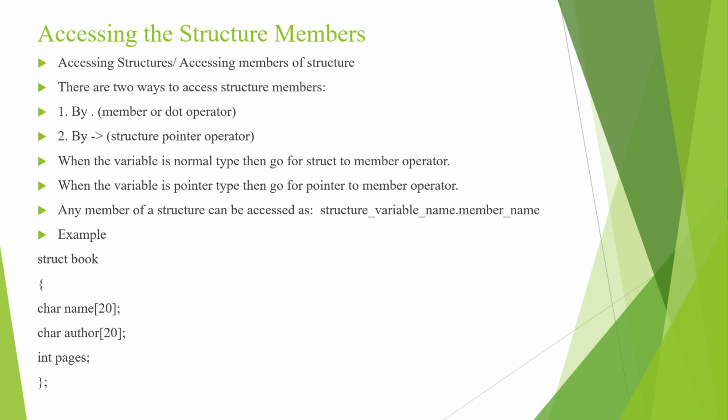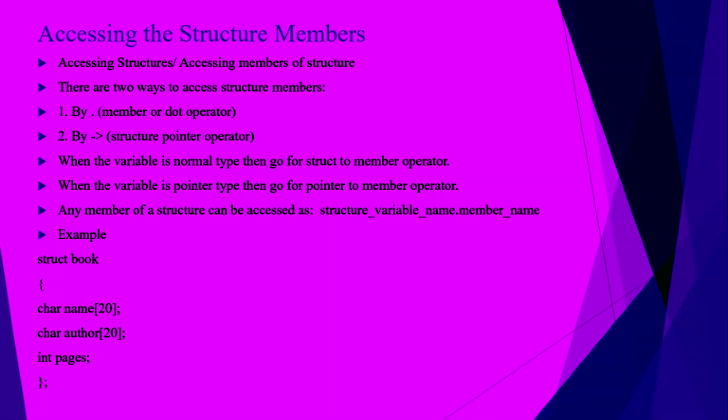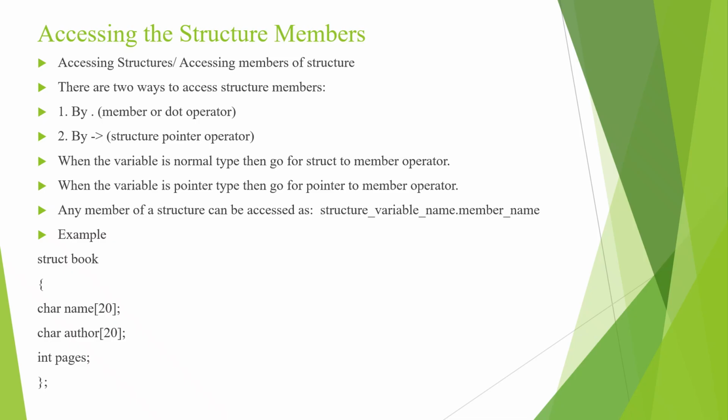Next, accessing structure members. There are two ways to access structure members: by the dot operator, or member operator, and by the structure pointer operator, or arrow operator. When the variable is of normal type, go for the struct-to-member operator. When the variable is of pointer type, go for the pointer-to-member operator. Any member of a structure can be accessed as structure variable name dot member name.